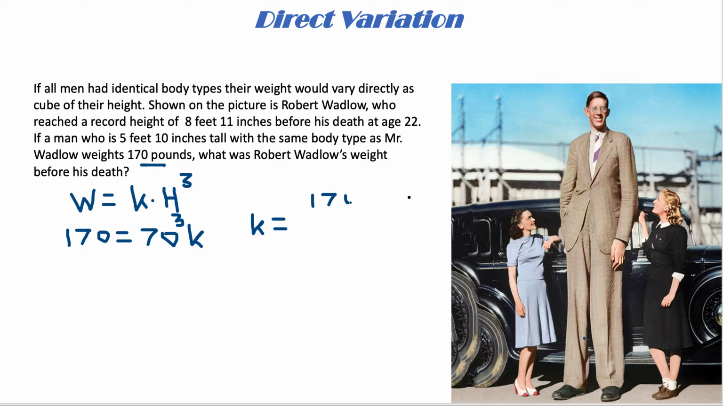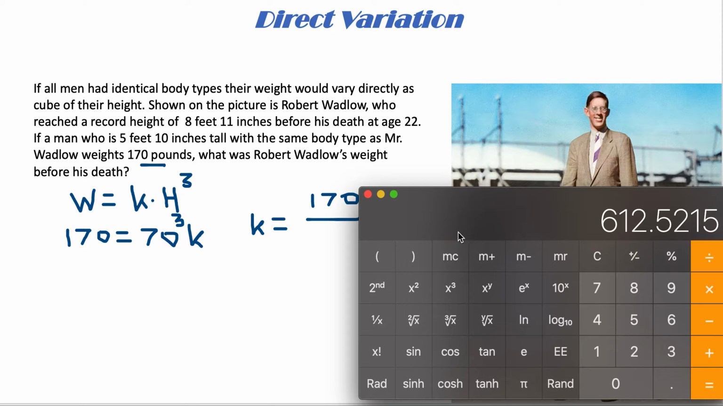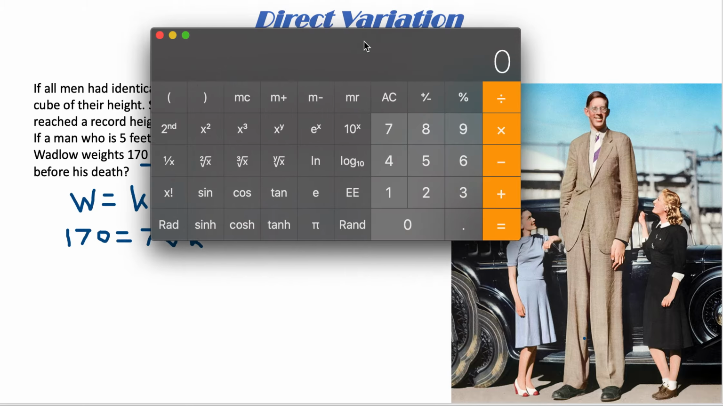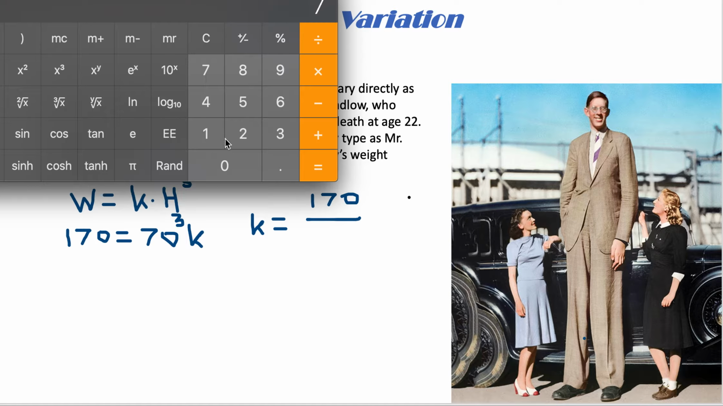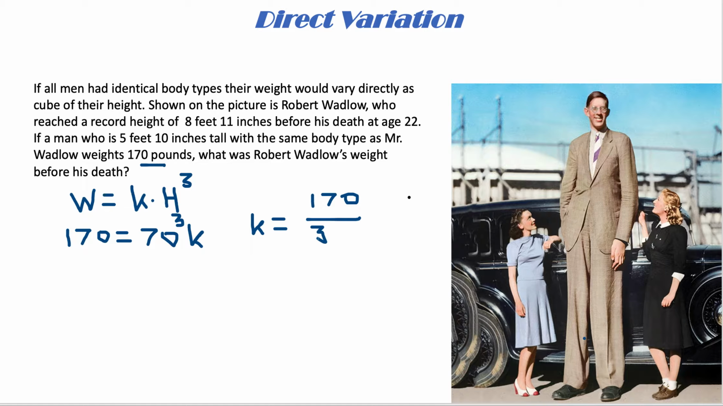Now, to find k, it is going to be equal to 170 divided by 70 inches cubed. 70 cubed is going to be 343,000. We can find the approximate value of k.